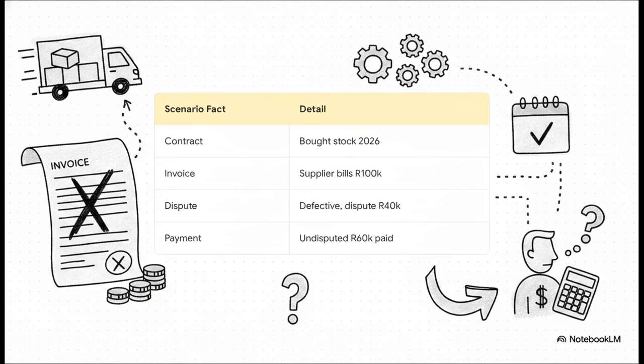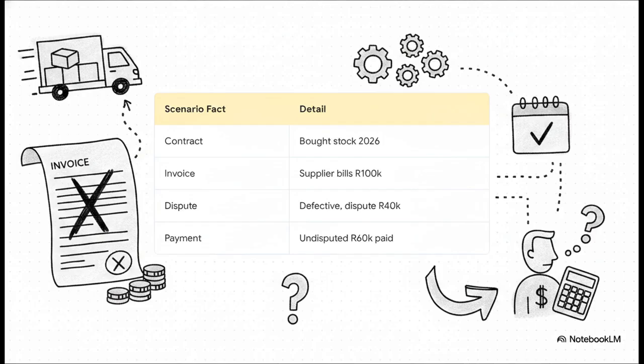Imagine this scenario. An active retail business receives a delivery of new trading stock right at the very end of their 2026 tax year. The supplier slaps them with an invoice for 100,000 Rand. However, the business spots defects in the stock, so they genuinely dispute 40,000 Rand of that invoice before year-end. They do, however, accept liability for the remaining 60% and pay that 60,000 Rand immediately. Now, putting on your tax practitioner hat, how much can they actually deduct in 2026?